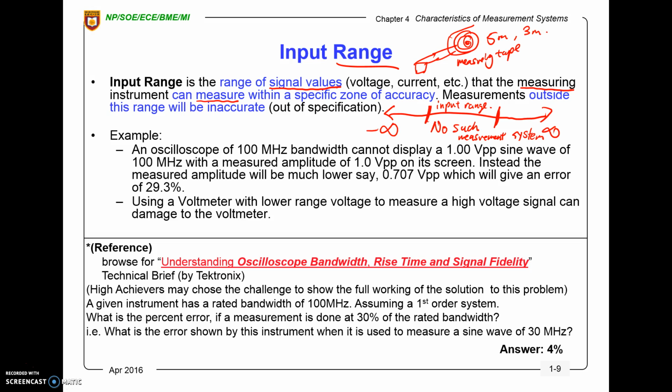Another example that is quoted here is an oscilloscope. It has a measurement bandwidth of 100 megahertz, and it cannot display a 1 volt peak-to-peak sine wave of measured amplitude of 1 volt. Instead, it will give a much lower peak-to-peak, right?